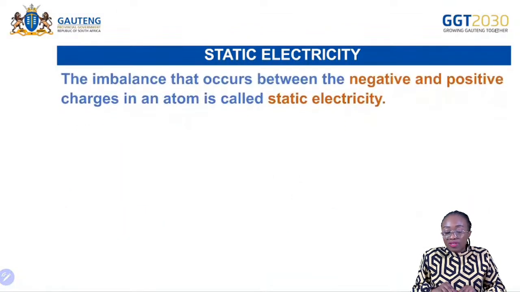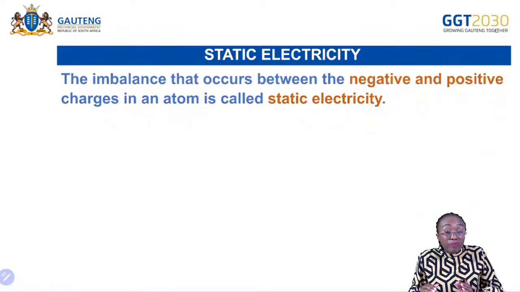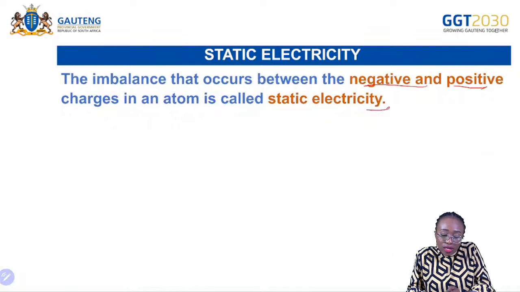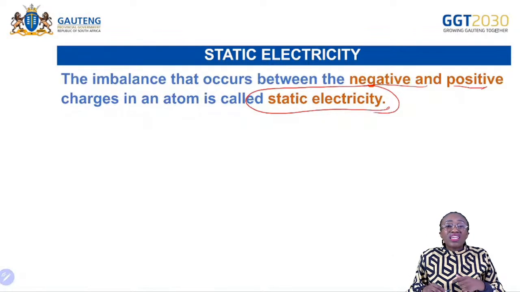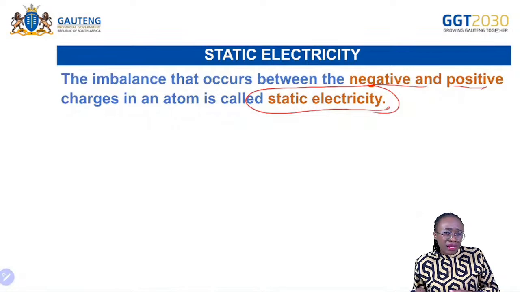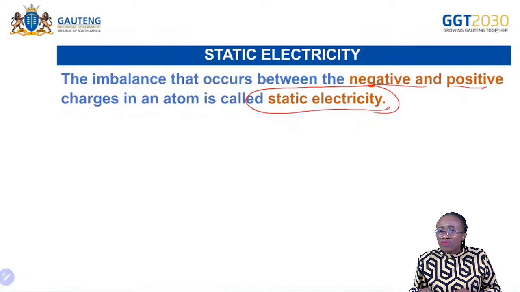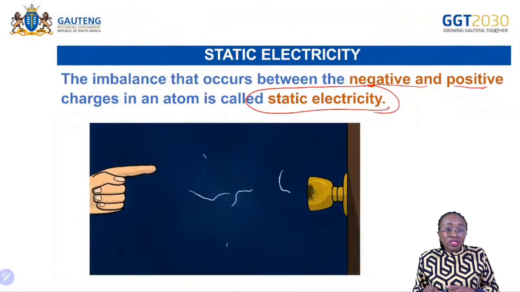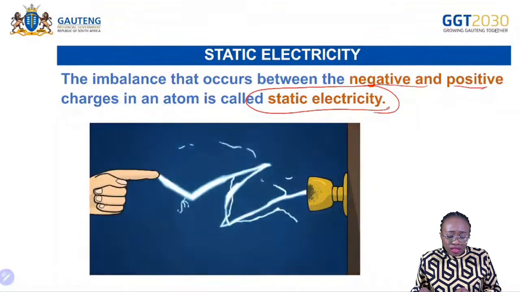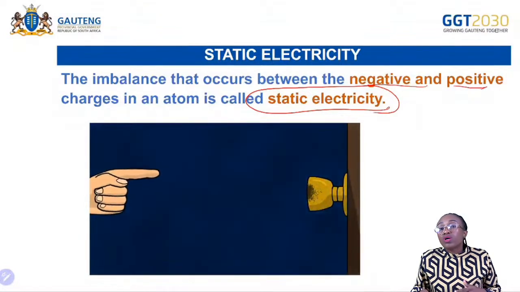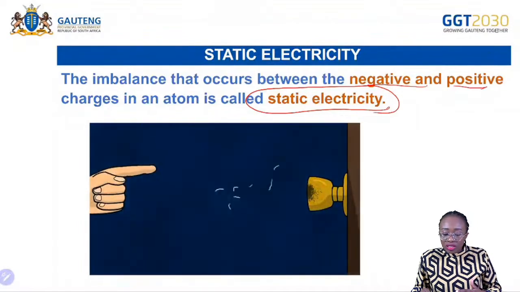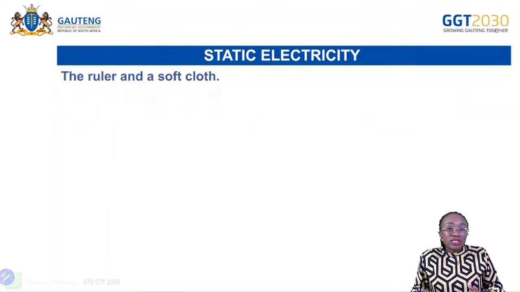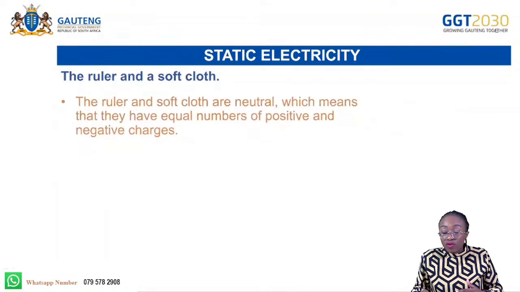Now let's learn more about static electricity. So now the imbalance that occurs between negative and positive charges in an atom is called static electricity. So that losing of electrons causes an imbalance between the positive and negative charges. That gaining of electrons also causes an imbalance between the positive and negative charges. And what do we call it? We call it static electricity.